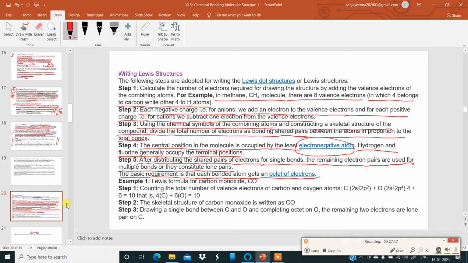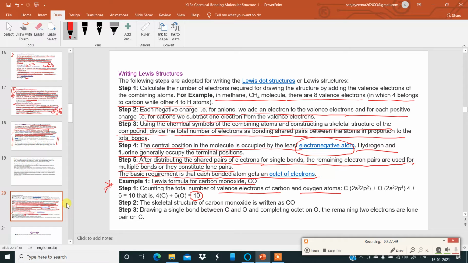Okay. Now one example is given over here. Please try to understand this example: the Lewis formula for carbon monoxide. How to draw it? Count the total number of valence electrons of carbon and oxygen separately in the valence shell. Carbon has 4, plus oxygen has 6, so the total is 10. There are a total of 10 electrons. The skeletal structure of carbon monoxide is written as CO.